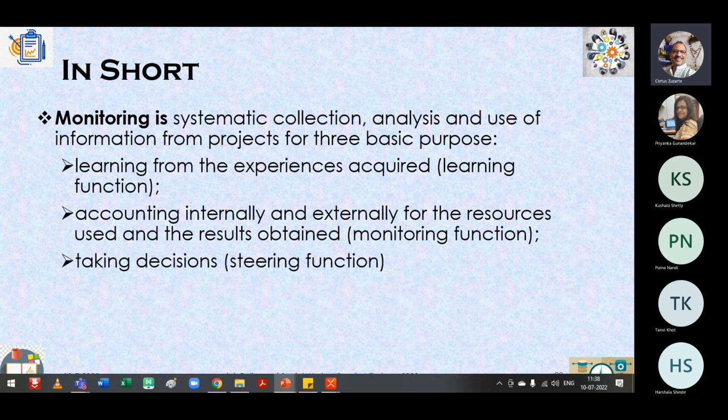Okay, so it has a learning function. When you're looking at monitoring, you are learning from the experiences. You are speaking to your staff and you're saying, what has been your experience in conducting this event? What has been your experience of working out this project line item? What are the resources that you have used? Suppose you have conducted an event. What is the kind of resources that were marked out in the project, how much have you used and how much is unspent?